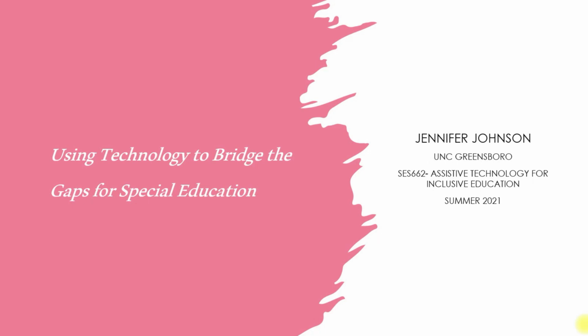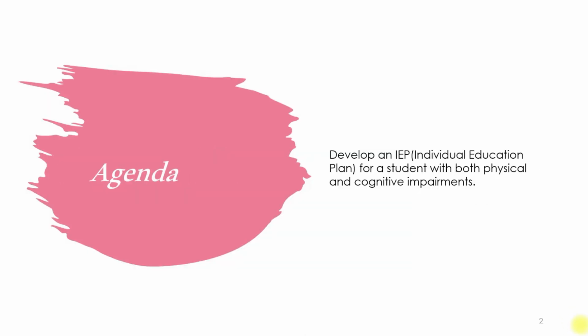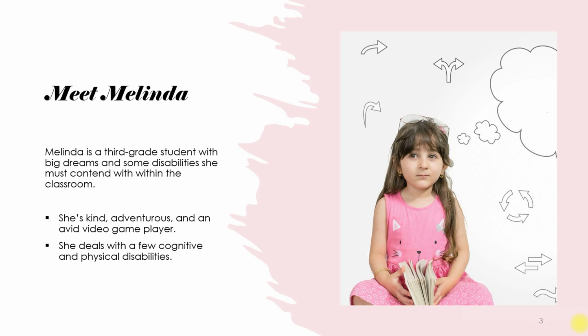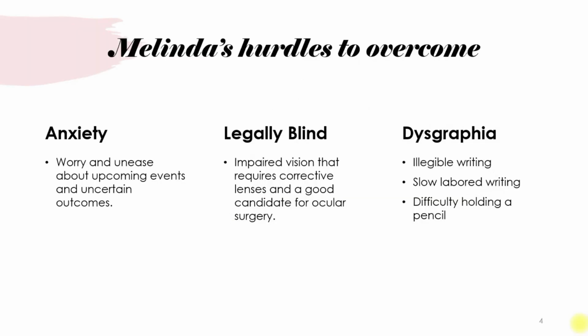Today, we're going to be talking about using technology to bridge the gaps for special education. The agenda is to develop an IEP, or an individual education plan, for a student with both physical and cognitive impairments, for students like Melinda. So meet Melinda. She's a kind, adventurous student who loves to play video games, but she also has to deal with some disabilities in the classroom.